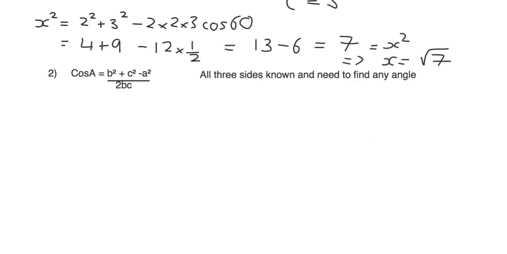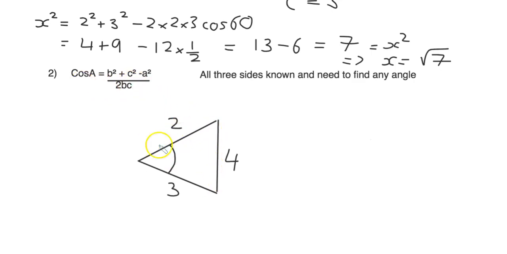Let's have a look at the second scenario for the cosine rule. The second scenario would be when we know all three sides in a triangle, and we need to find any angle. So let's look at a specific example for that. If we have a triangle where we know all three sides and we're trying to find one of the angles, it doesn't actually matter which angle you're trying to find. It could be any of these three.